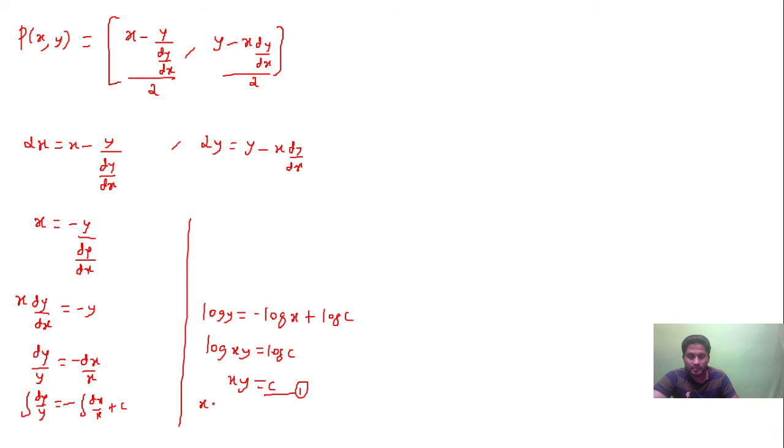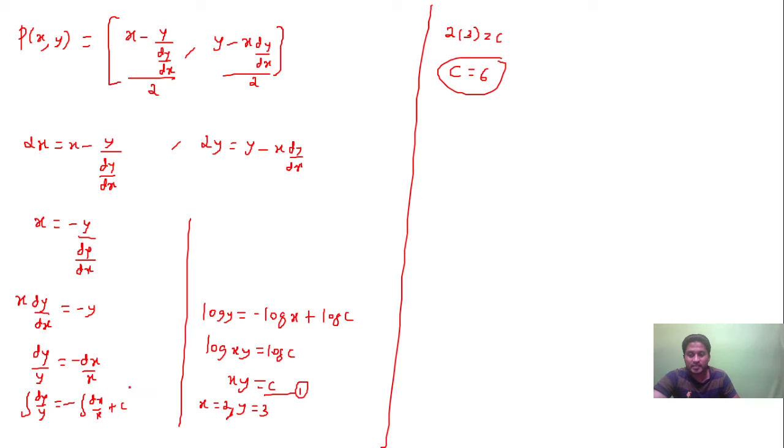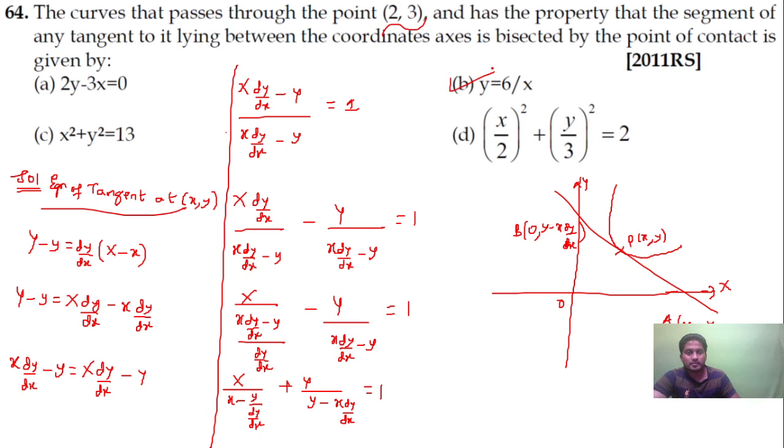So if it passes through the point 2 comma 3, x is 2, y is 3. So you get 2 into 3 is equal to c, so c is equal to 6. Take the value of c and substitute in equation 1, you get x into y is equal to 6. Now y is equal to 6 by x. That's the answer, guys. y is equal to 6 upon x. The answer will be option B.